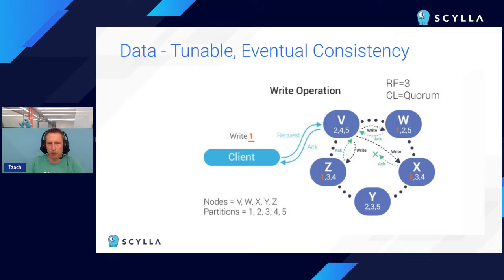In this case, with a replication factor of 3, we will send the request to the 3 nodes that hold the data, using something called a partition key. It's basically a hash across the entire cluster. In this case, you can see that 2 of the nodes respond with an ACK, and the last node, node X, didn't respond with an ACK.